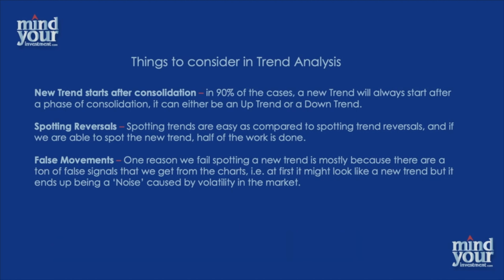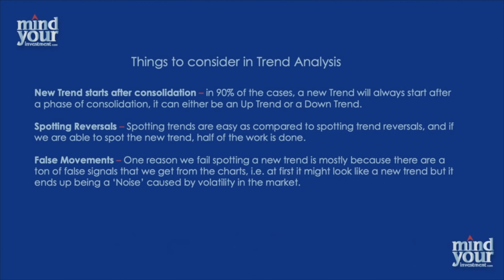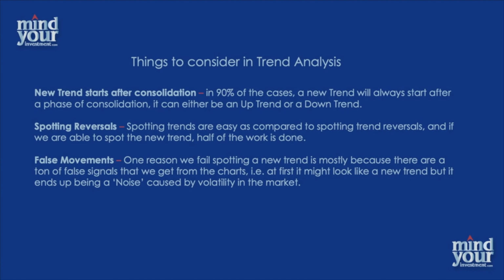Now the second point says spotting reversals. Spotting trends is easy as compared to spotting trend reversals. And if we are able to spot a new trend, half of the work is done. What this point is trying to say is that when we look at a chart, it is fairly easy to see whether the stock is in an uptrend or a downtrend just by looking at the chart. But spotting a reversal is a bit difficult. And if we are able to spot a trend reversal or a new trend, 50% of our work is done. In the trend analysis video 2.0, which will be down the series, we will teach you how to spot a trend reversal, and that will help you ensure that you are taking the correct position.